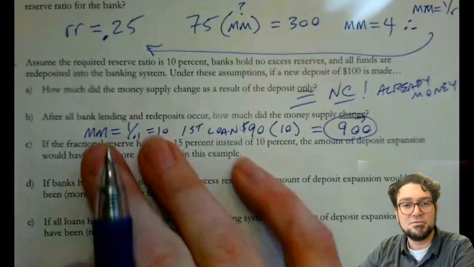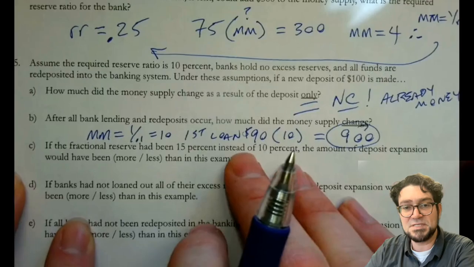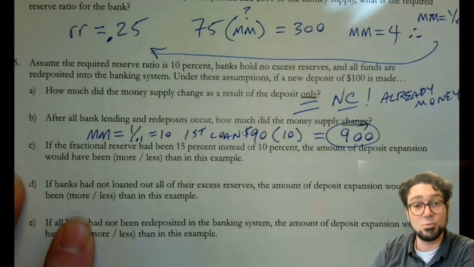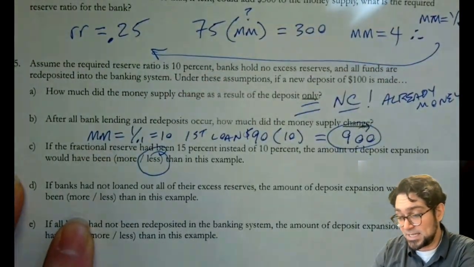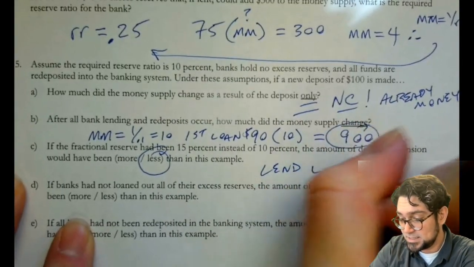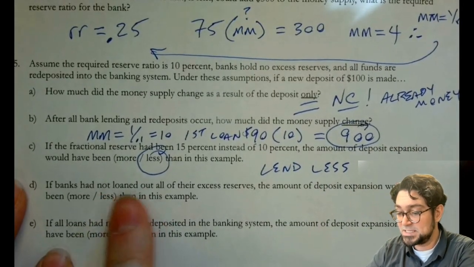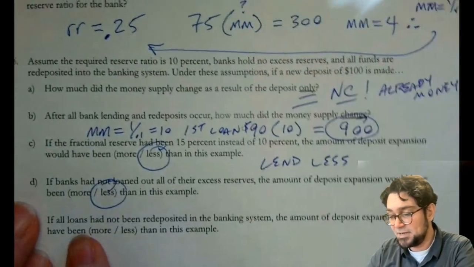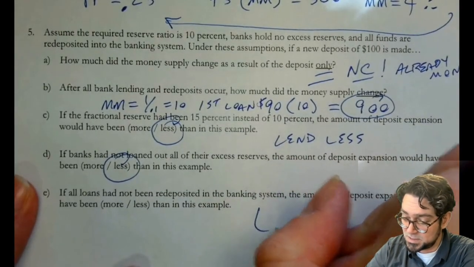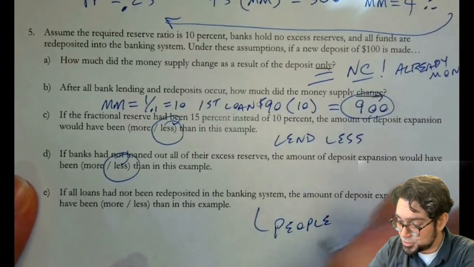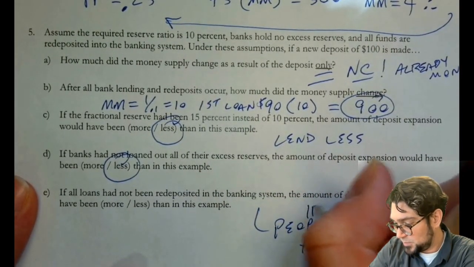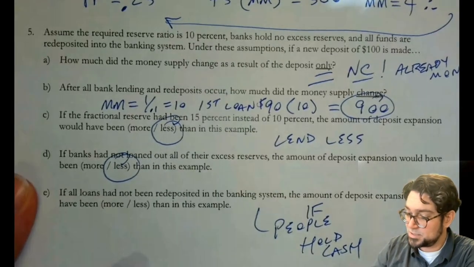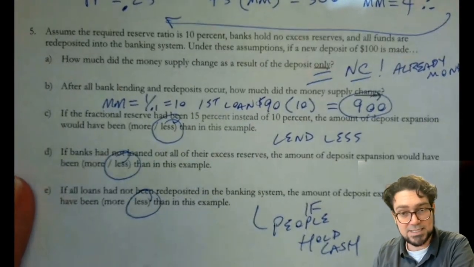$900. For letter C, if the required reserve ratio is 15% instead of 10%, the amount of deposit expansion would have been less. That's because they could lend less. And if banks had not loaned out all their excess reserves, the amount of deposit expansion also would have been less. And if loans had not been redeposited, in other words, if people hold cash, we would also expect the deposit expansion to be less as a result.